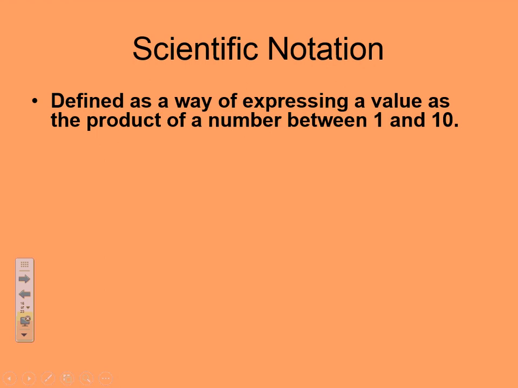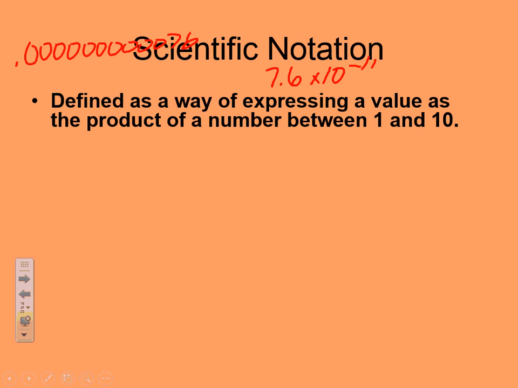For example, let's say I have the number 0.000000000076. Am I going to want to write 0.000000000076? No, absolutely not. It is easier to write it as 7.6 times 10 to the negative 11. So it's a way of making numbers cleaner and easier to write when they're really large or really small.